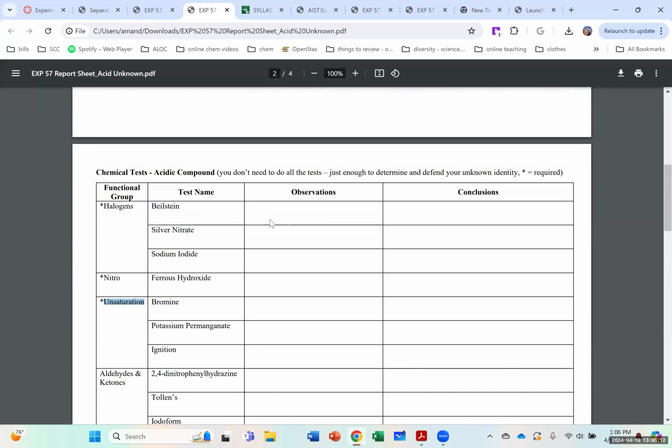You're going to write the observation here. So we talked about the Beilstein, that we're burning something. So your observation could be a bright yellow flame, and then your conclusion would be positive for bromine, negative for chlorine. Whatever that result means, you're putting that in the conclusion section.